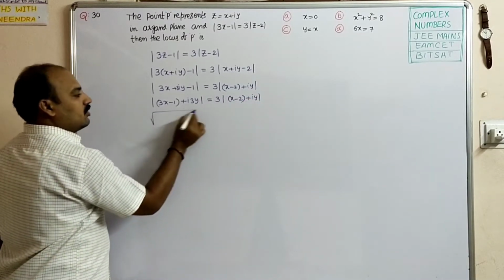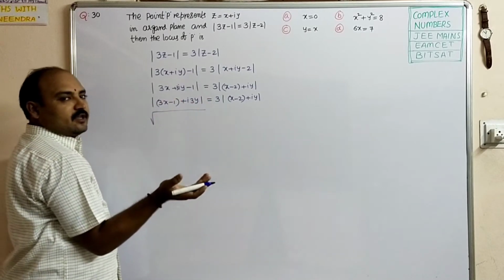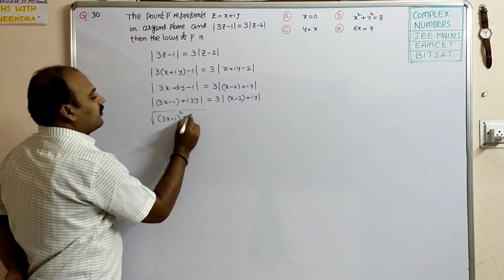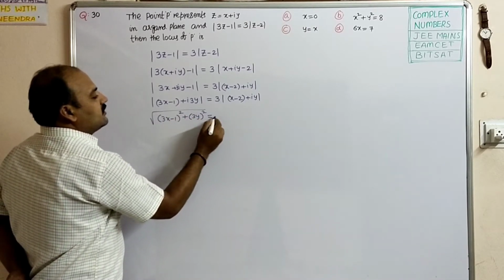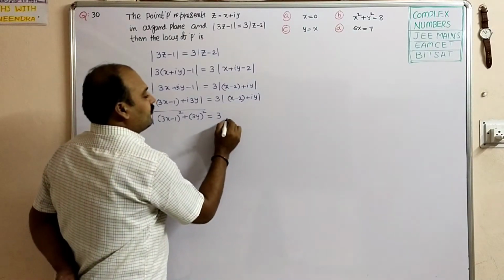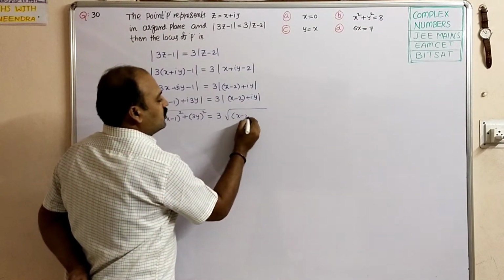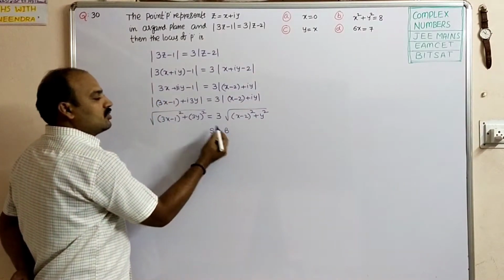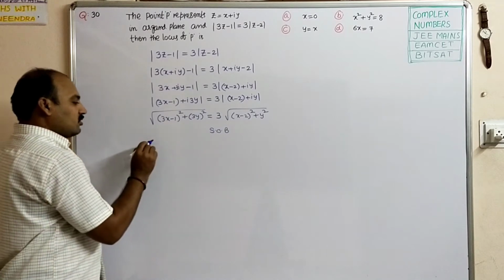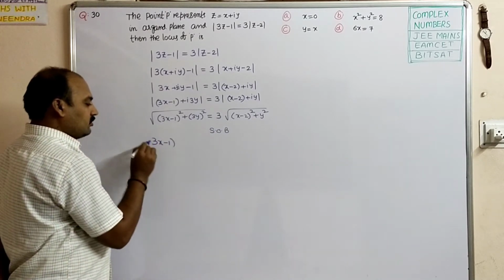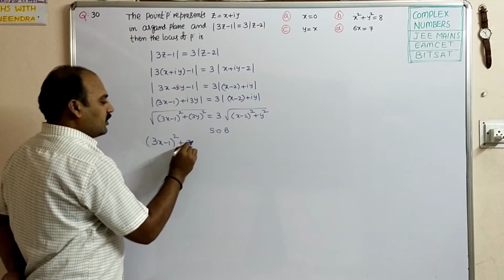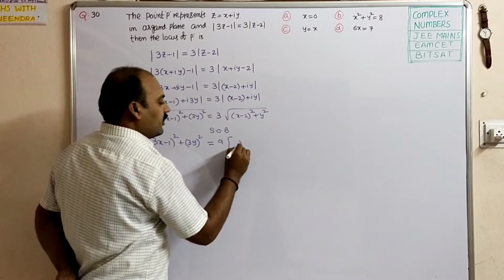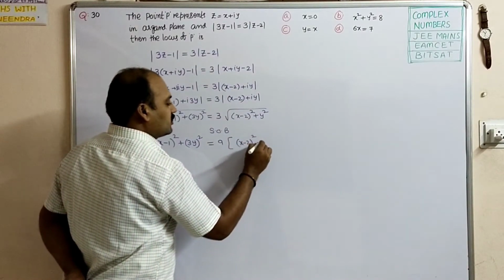After that, the magnitude of x plus iy is the square root of x square plus y square. So the square root of (3x minus 1) whole square plus (3y) whole square is equal to 3 times the square root of (x minus 2) whole square plus y square. Now squaring on both sides to remove the square root: (3x minus 1) whole square plus (3y) whole square equals 9 into ((x minus 2) whole square plus y square).